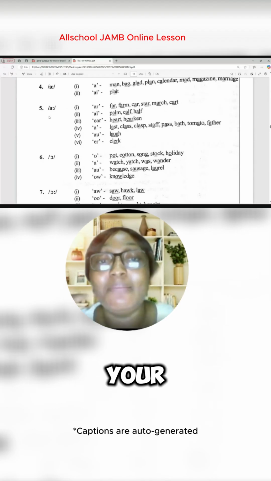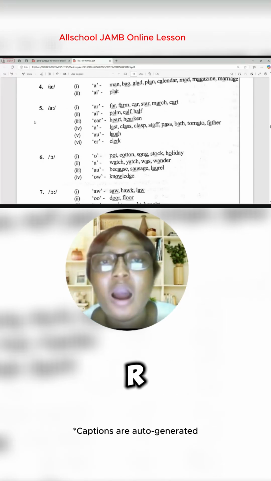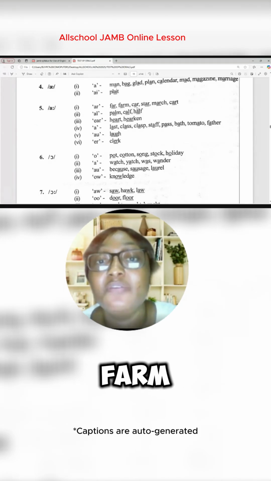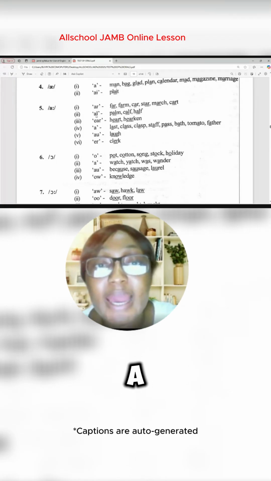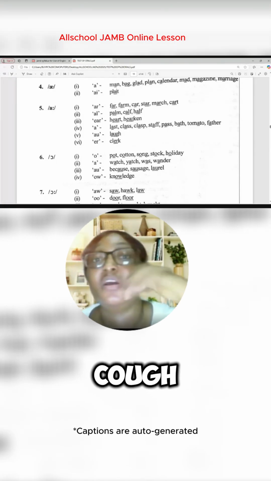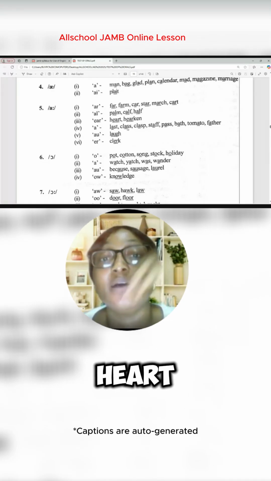Then we have number 5, ah. This one, you open your mouth and you take your tongue inside and you make it longer. So you have AR: far, farm, car, star, march, cart. AL: palm, calf, half. All right, then we have EAR: heart, hearken.